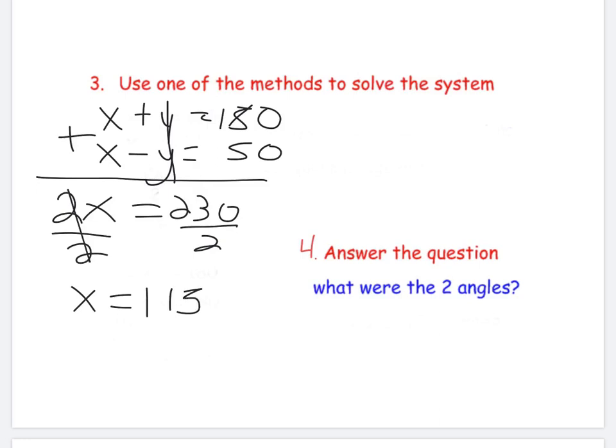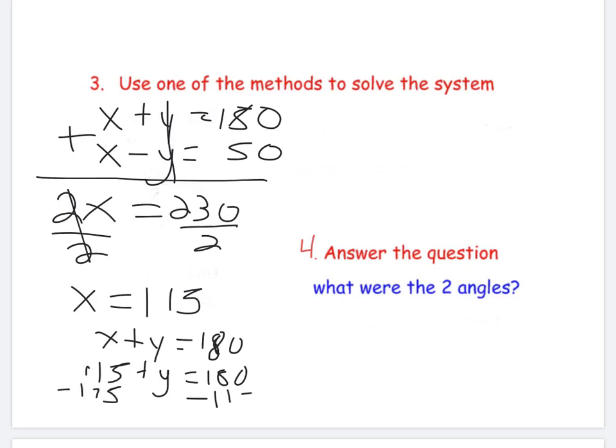To find the y, I have to decide what equation I want to use. I'm going to use x plus y equals 180. And every time there is an x, I'm going to substitute 115. So I have 115 plus y equals 180. To solve for y, I would get rid of the 115 by subtracting 115 from both sides. They cancel out. I'm left with y. And then 180 minus 115, right? We have to borrow. That becomes a 7. 10 minus 5 gives me 5.